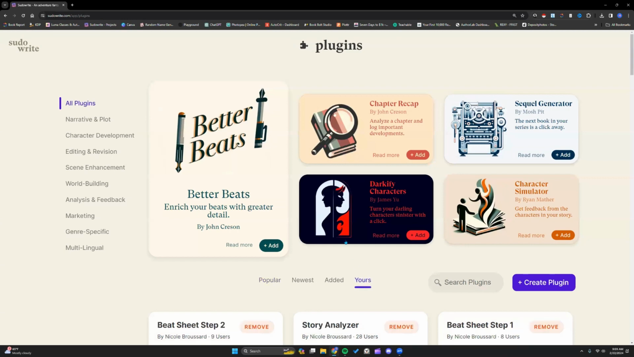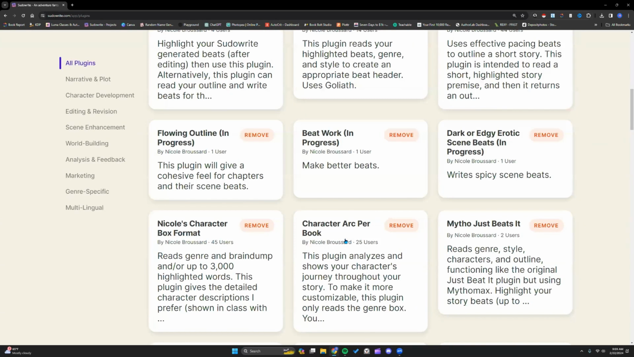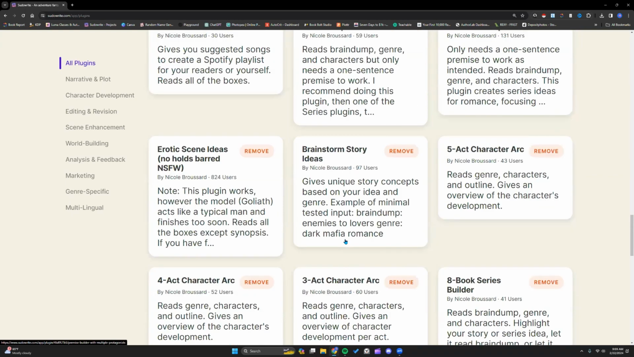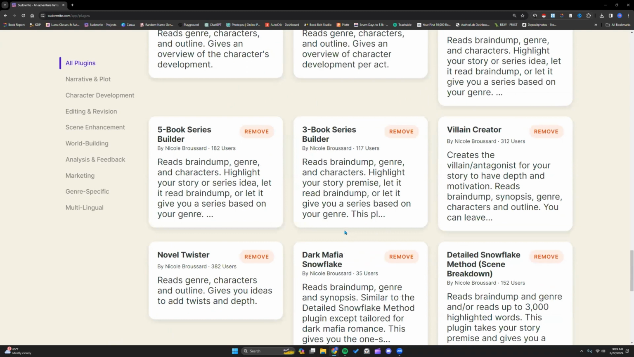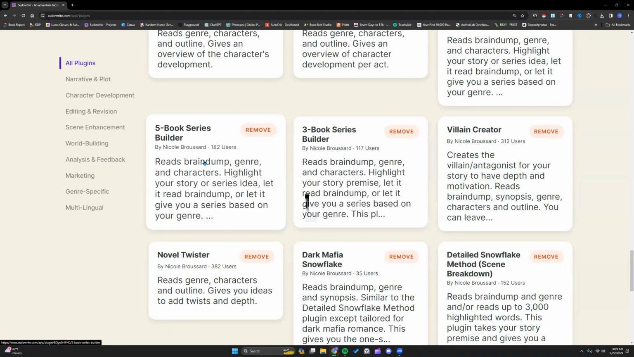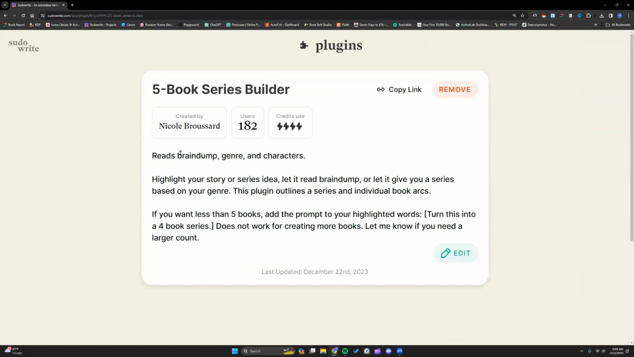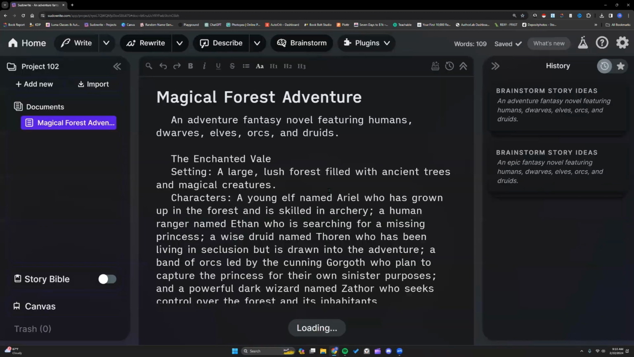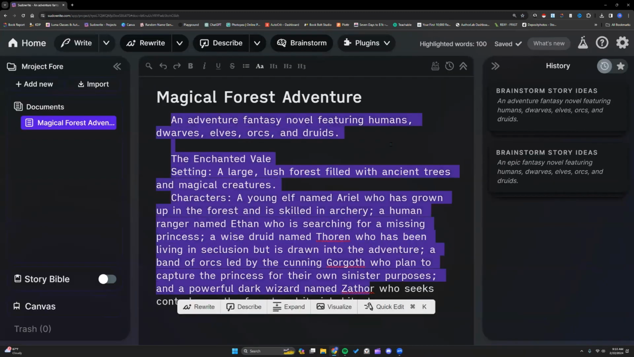And the next plugin we're going to do is a series builder. So we're just going to take that simple, short idea that we have right now and make a series. So we're going to do the 5-book series. For each brain dump, genre, and characters. Of course, we don't have that yet. And I did not remember the maximum highlight. Let's go for it though. I think this will work. I'm going to highlight all of this.